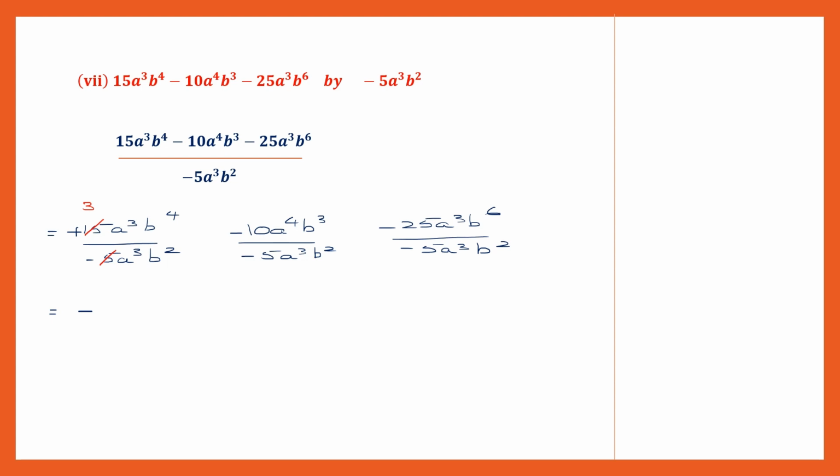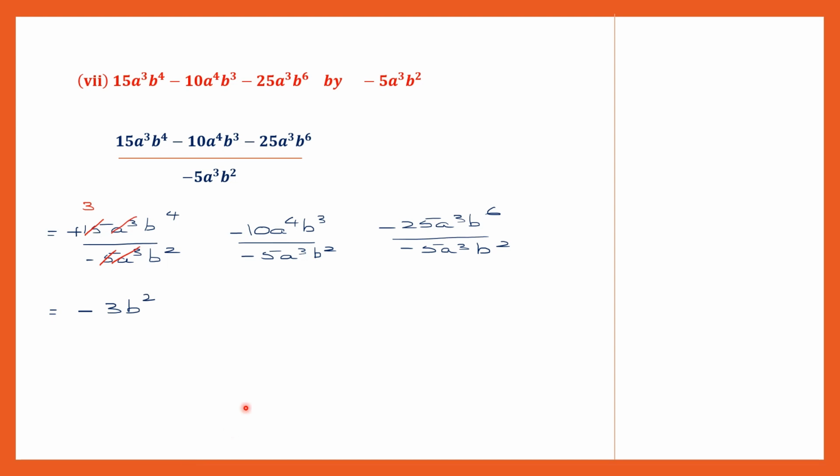Now this is a to the power of 3 minus 3, which is a to the power of 0, or you can simply cancel these two. So a to the power of 3 and a to the power of 3 are cancelled. And now what do we have left? For b we have b to the power of 4 minus 2, which is b to the power of 2. So we have minus 3b square.